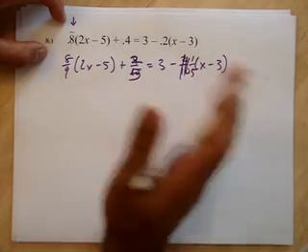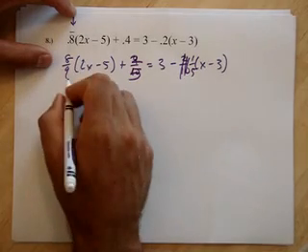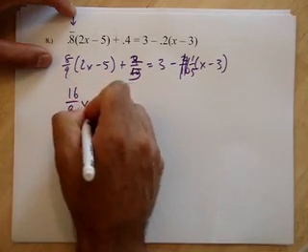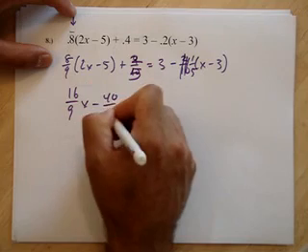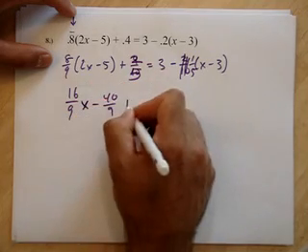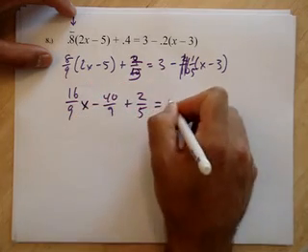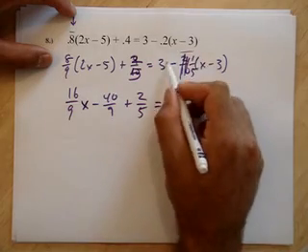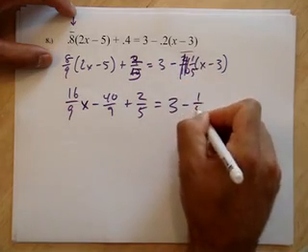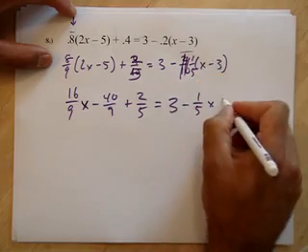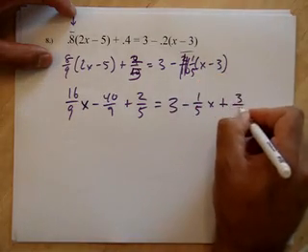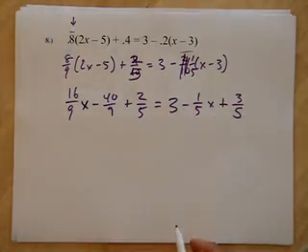All right, so now I'm going to go through. Ready? 8 times 2 is 16 over 9x minus 40 over 9 plus 2/5 equals 3. I'm going to have to distribute this negative 1/5. Negative 1/5 x. Negative negative makes my positive 3/5. So what are we going to do here? We have a mess. Let's get rid of all these fractions.